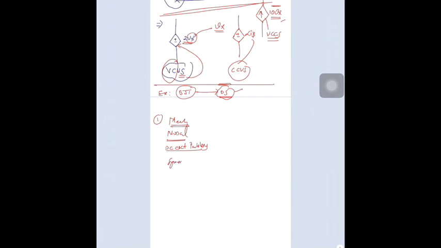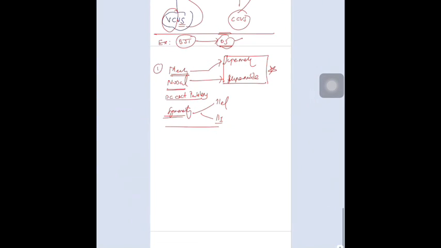and symmetry problems, where we'll deal with parallel symmetry and perpendicular symmetry. In mesh we'll deal with super mesh, in nodal we'll do super node. So slowly the difficulty level will be increased. Be thorough with the basics so that you can solve difficult problems.